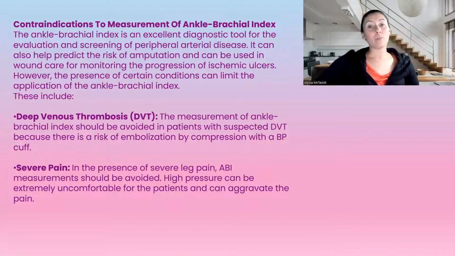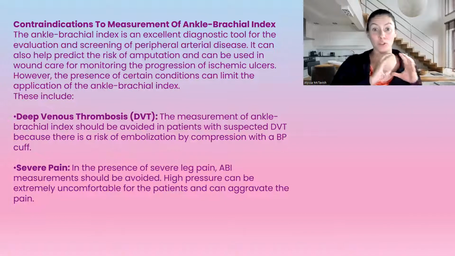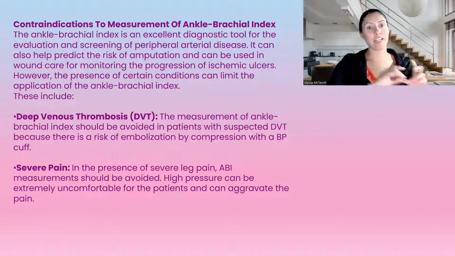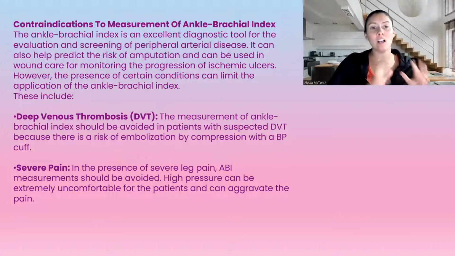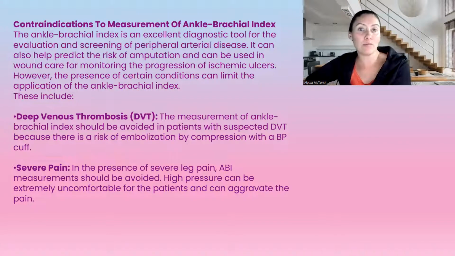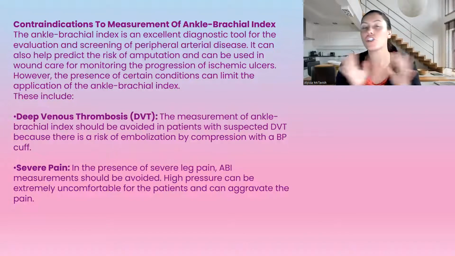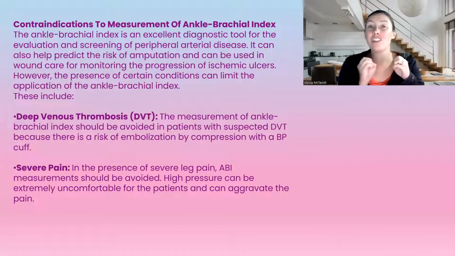So the Ankle-Brachial Pulse Index is an amazing diagnostic tool in the screening and evaluation of peripheral arterial disease. And it can also help predict the risk of amputation, okay? But there are times where we should not be using this tool, okay? So if somebody has a deep vein thrombosis or suspected deep vein thrombosis, we should not be using this. We should not be compressing the leg whatsoever.